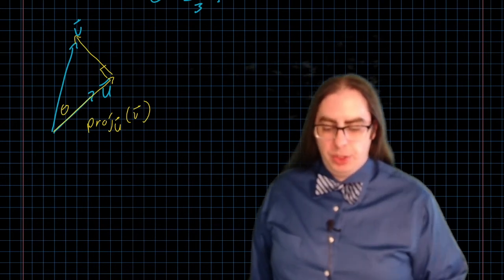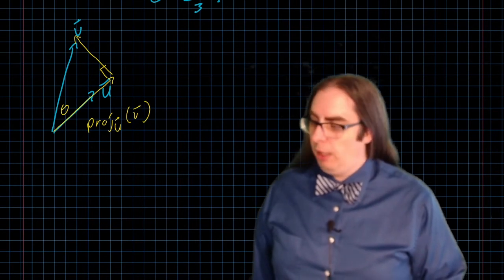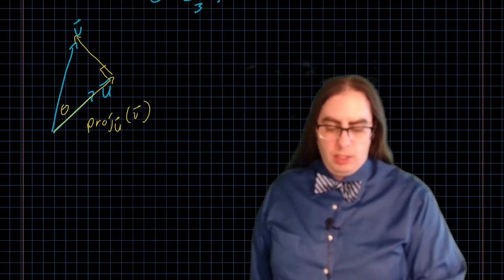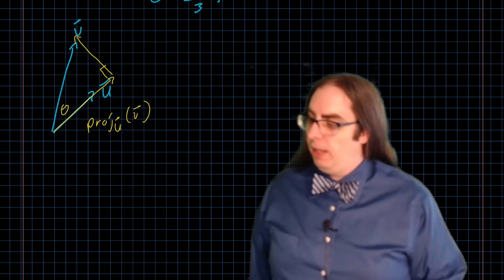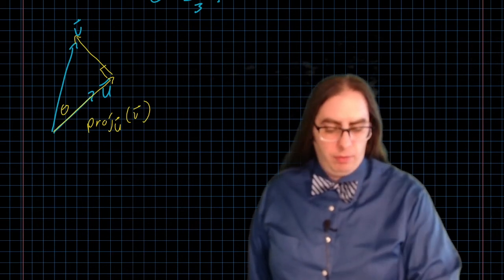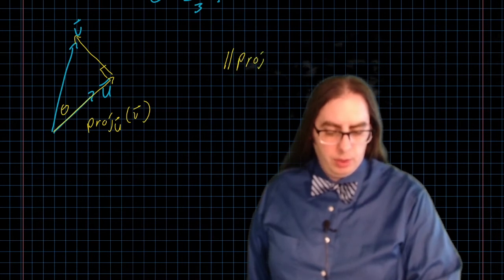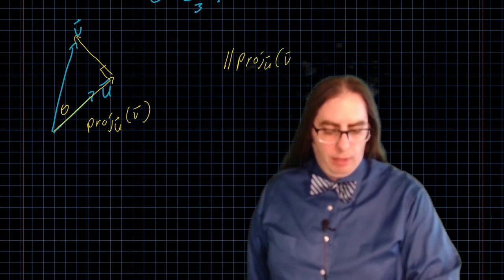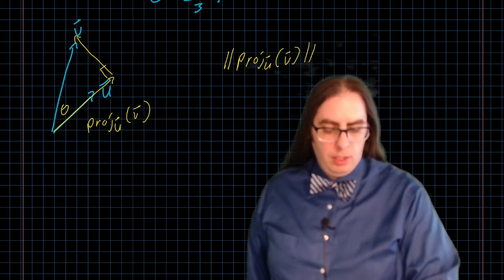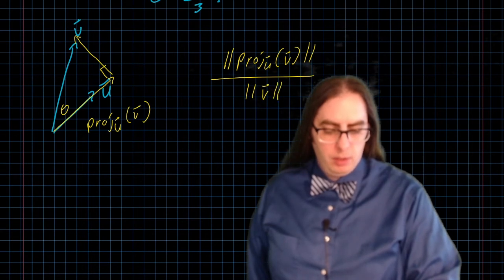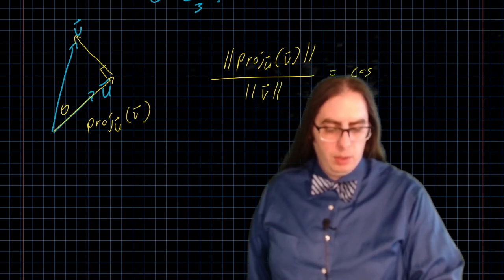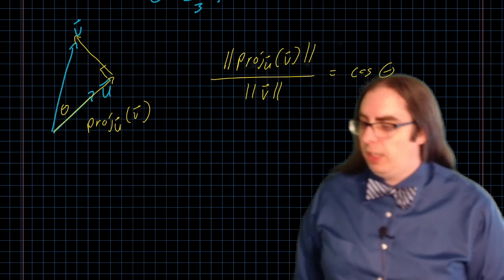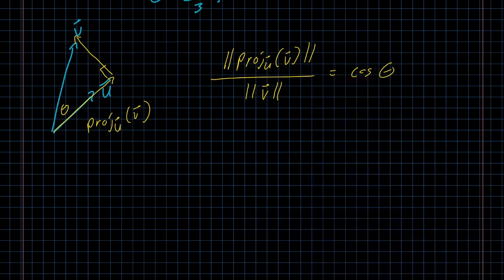Because the magnitude of the projection onto u of v divided by the magnitude of v should be the cosine of the angle between them. There, now you can actually see the formula.